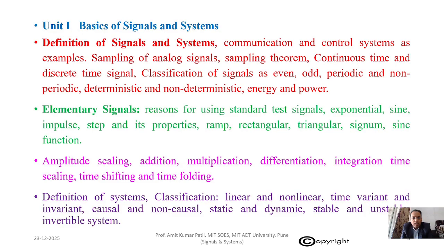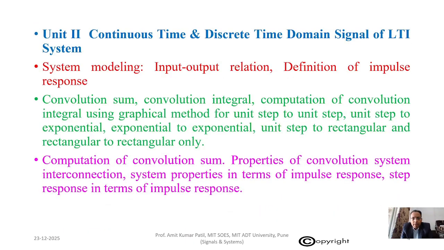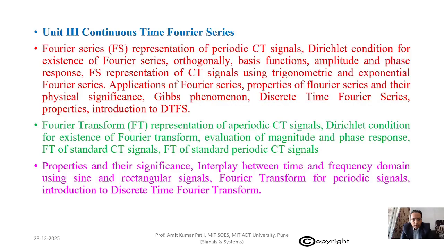In this unit, we will study what signals are, what systems are, the different types of operations which will be performed on the signals, the elementary signals, and the classification of systems. Unit number 2 is continuous time and discrete time domain of LTI systems. Here we will study LTI systems, convolution, their properties, and we will solve some numerical problems on this unit. Unit number 3 is continuous time Fourier series.